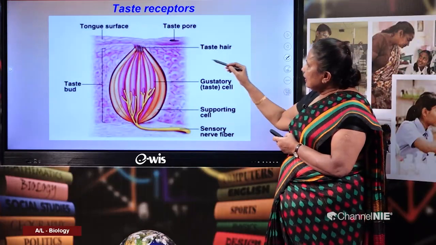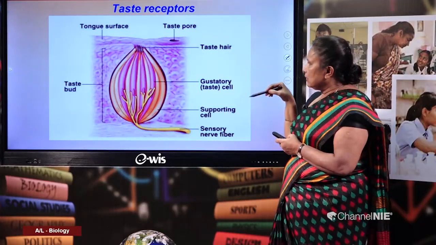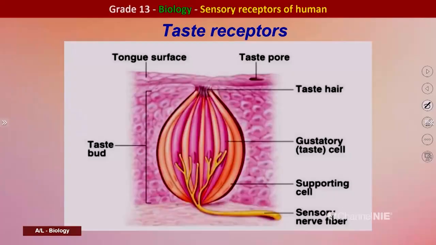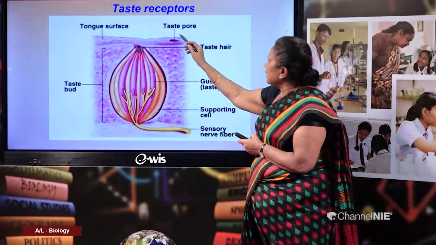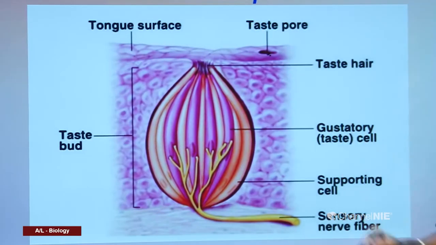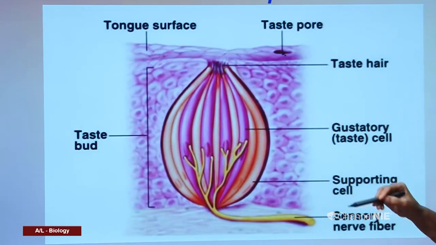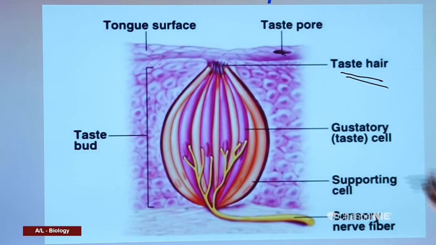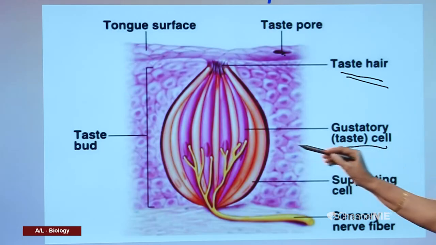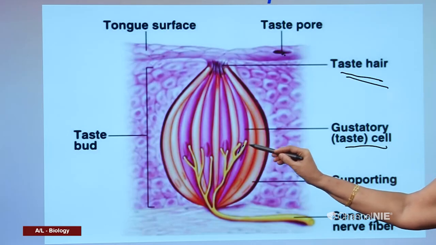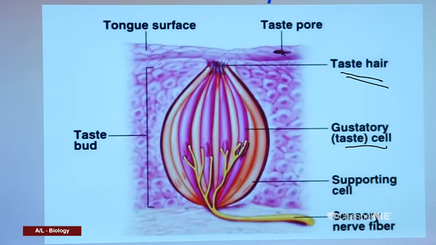Now, here you can see a more detailed structure of this particular taste bud. It is an onion-like structure. The taste pore is present. There is a pore into which certain structures called taste hairs extend. As I explained earlier, there are actually 2 types of cells: taste cells, the sensory taste cells, which are connected with, you can see, the nerve endings, right.